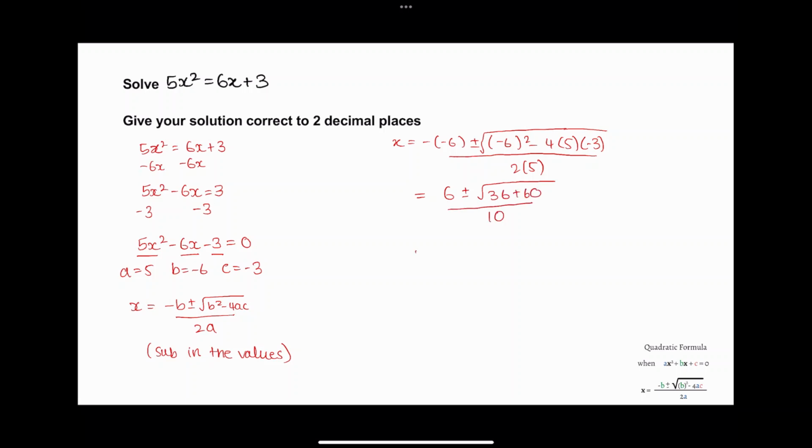In this question, you have to be very careful as some values are negative, so place brackets carefully and make sure to type it properly into your calculator. After simplification, your two roots become 1.58 and minus 0.38 to two decimal places.